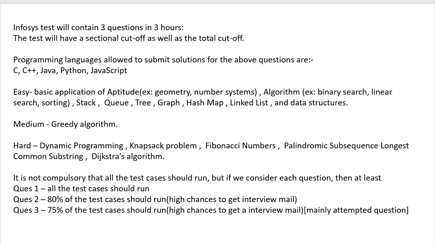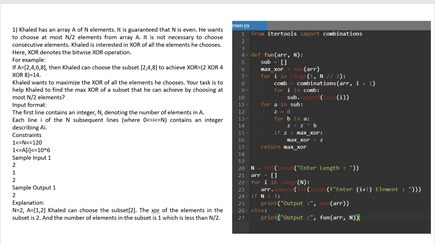Those appearing for this exam are from 2019 batches onwards: 2019, 2020, 2021, 22, 23, as well as 24 passed out students. So this is all the information about the Infosys test. And coming to the previous year coding questions, the first coding question is displayed as follows.